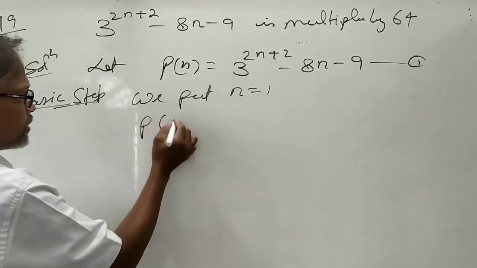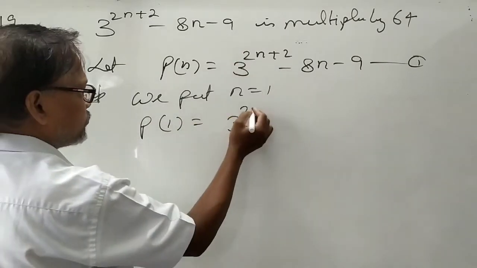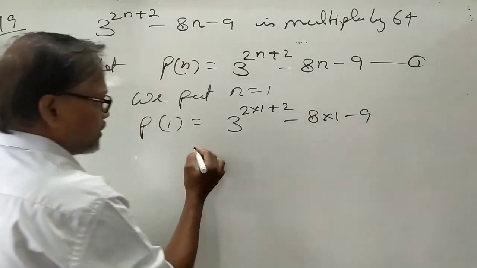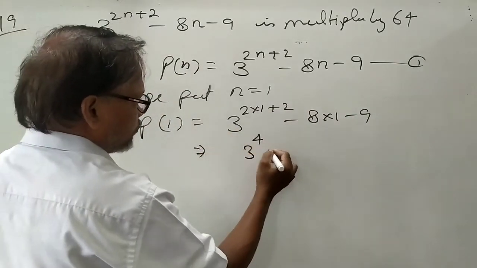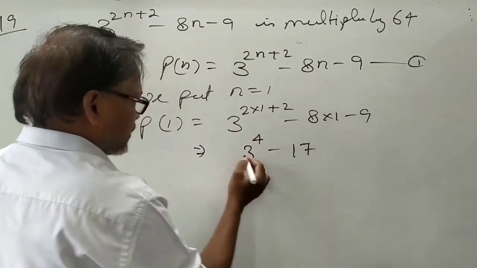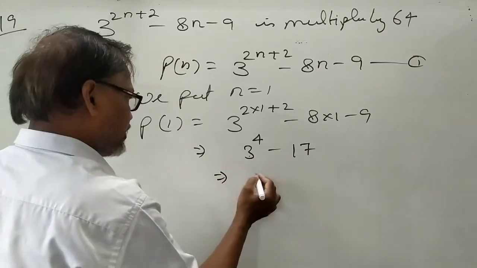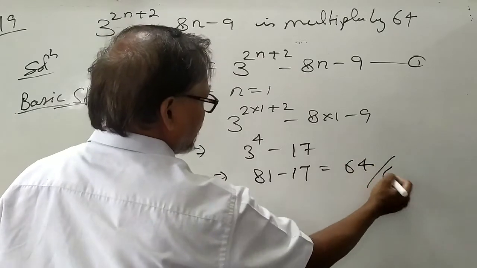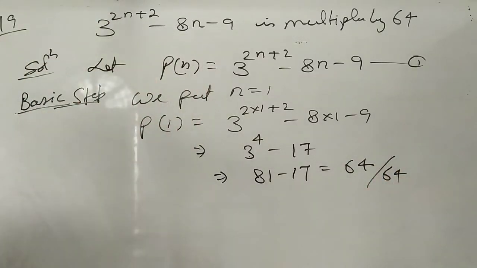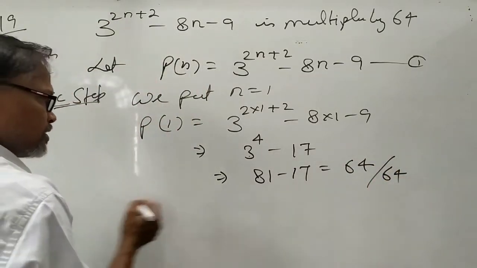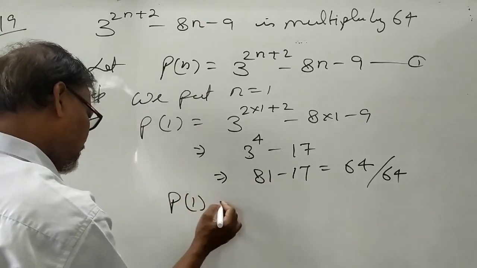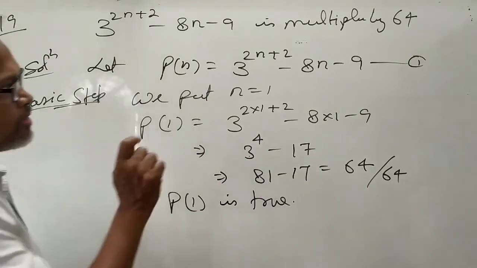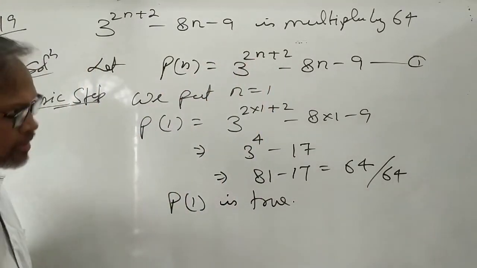So P1 is equal to 3 to the power 2 into 1 plus 2 minus 8 into 1 minus 9. So 3 to the power 4 minus 17. 3 to the power 4 means 81 minus 17, and this is equal to 64, which is divisible by 64. Therefore, you can say P1 is true. Here it is simple, we only have to put the value of n as 1.